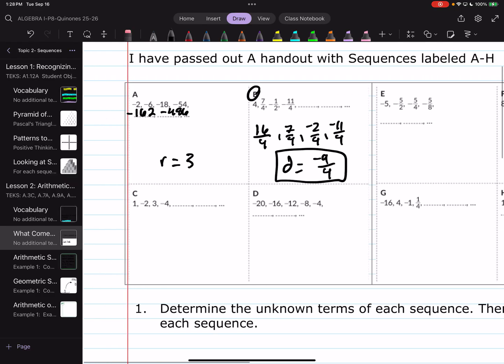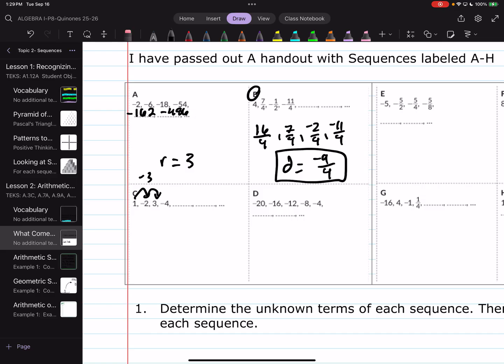Okay, let's go with C. C has a weird pattern. My question to you is, is this arithmetic or is this geometric? It's neither. What is the rule for an arithmetic? We need to continuously add a number and it works. Is there anything I can add to get to negative 2? Yes, I could technically add negative 3. But does that work when I go to the next term in the sequence? No. So then it can't be arithmetic.